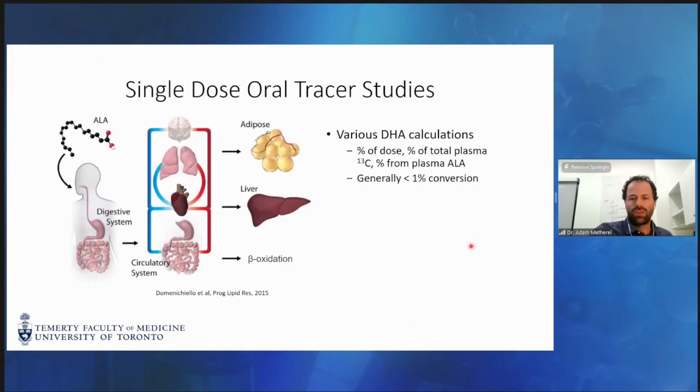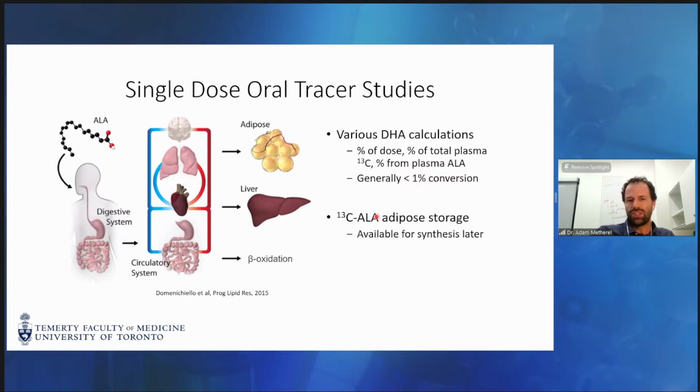Now, switching to single oral dose studies, generally we have one dose of ALA. It gets digested, absorbed, and sent out to tissues, much of it going to adipose, a lot of it going to liver to be converted to products, and certainly beta oxidation being involved as well. There have been a number of different reports of percent of dose, percent of total plasma, but all of these have generally come to the consensus that conversion of dietary ALA to DHA, or to plasma DHA specifically, is less than 1% of that dietary ALA.